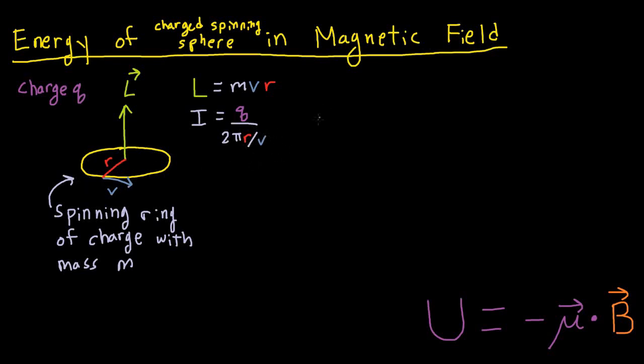And actually, let's write that a little bit differently. Let's put the v up top. So, okay, that's the current I. Now, the next thing I'll write is the area of this ring, which is just pi r squared.